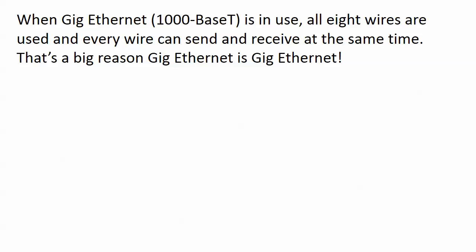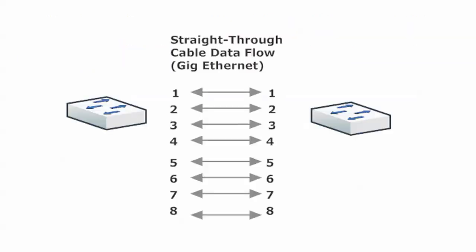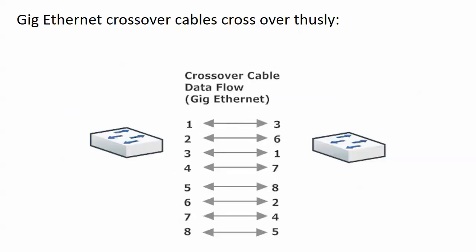Now with Gig Ethernet, all 8 wires are used, and every wire can send and receive at the same time. That's 1000BASE-T Gig Ethernet, and that's a big reason that Gig Ethernet is Gig Ethernet to begin with. So not only with a straight-through cable are you using all 8 wires when it comes to Gig Ethernet, but there's also simultaneous send and receive on every wire. So you see how lightning fast that is as compared to Fast Ethernet and regular old Ethernet.